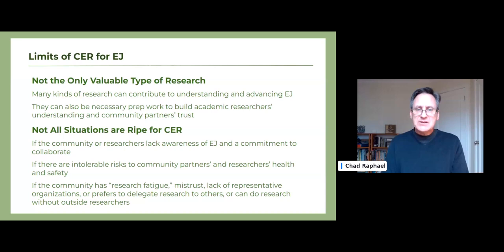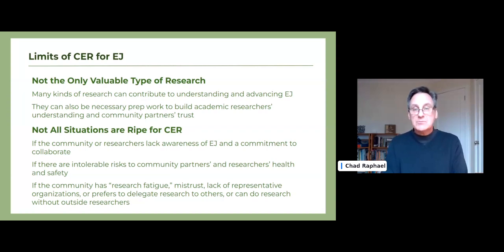And then obviously not all situations are right for community-engaged research. Either the community or the researchers may not be ready yet to partner. They may lack awareness of environmental justice or a strong commitment to collaborate. And there's a lot of preparatory work that one of the chapters in the book talks about that researchers need to do in order to get ready to do this kind of work. If there are intolerable risks, if this research would pose intolerable risks to community partners and researchers' health and safety, which is a concern in many areas of the world, right? EJ research offends the powerful, and the powerful can be dangerous.